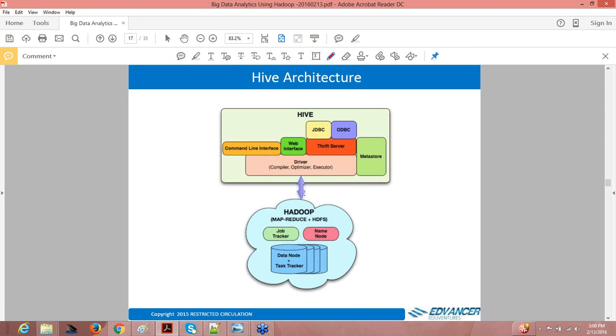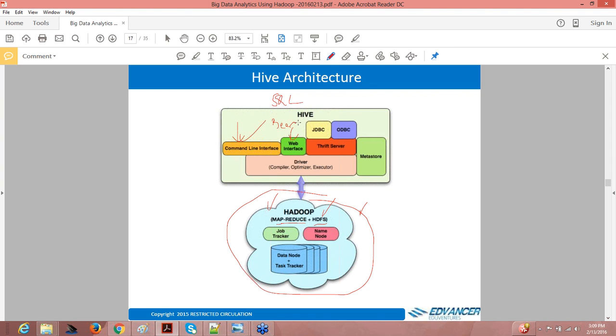So here's the Hive architecture. Hive is built on Hadoop. You can see Hadoop is the backbone for Hive, because Hive uses the storage, that is HDFS, for storing the table data, and it uses MapReduce as the processing engine. So Hadoop is the backend for Hive. And if you look at Hive, there are different ways in which we can submit our queries. In this session, we're going to use the command line interface, CLI. It's also called the Hive shell. So we can use the Hive shell to submit our queries, or we can use a web interface.